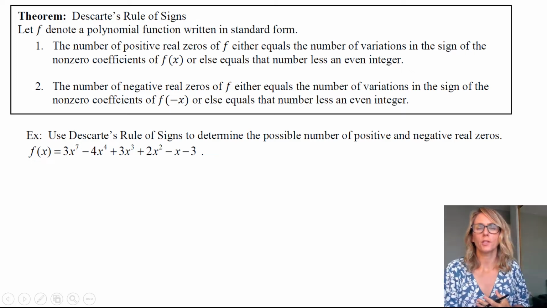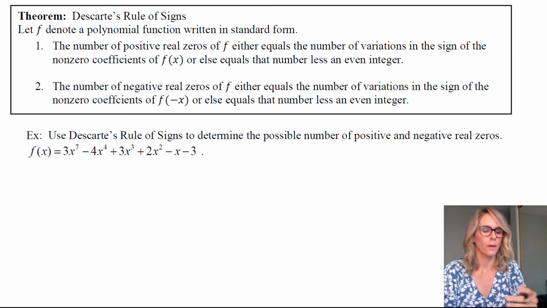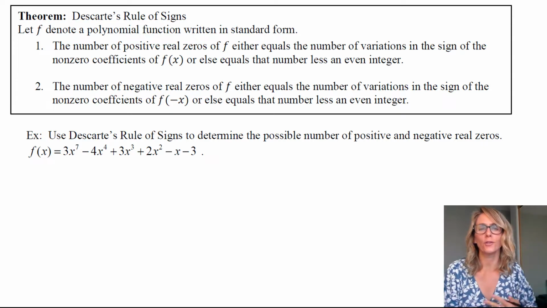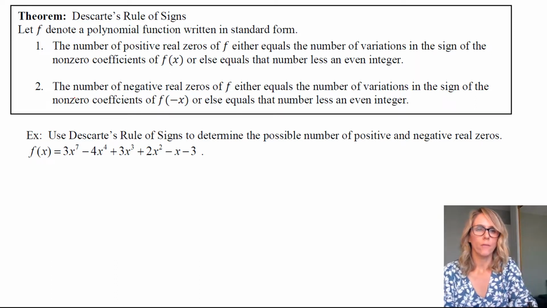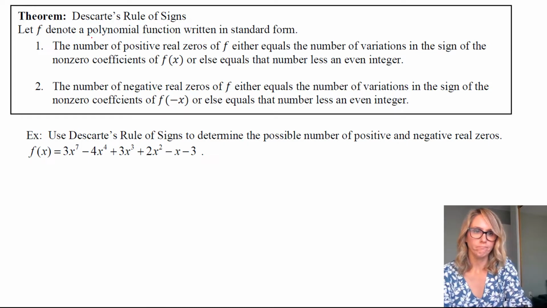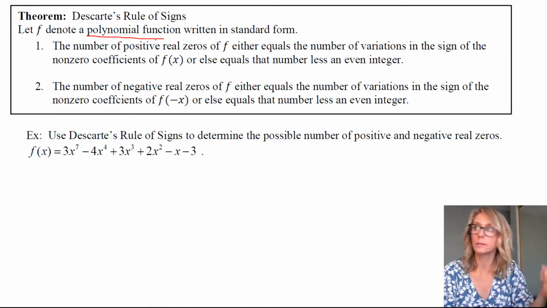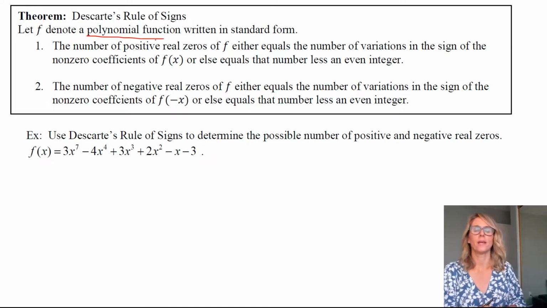The last little bit of section 3.4 that I was trying to figure out how to work in is Descartes' rule of signs. Descartes is one of those famous mathematicians from a long, long time ago, and this is something that he discovered. So say you have a polynomial function, f of x, p of x, whatever.